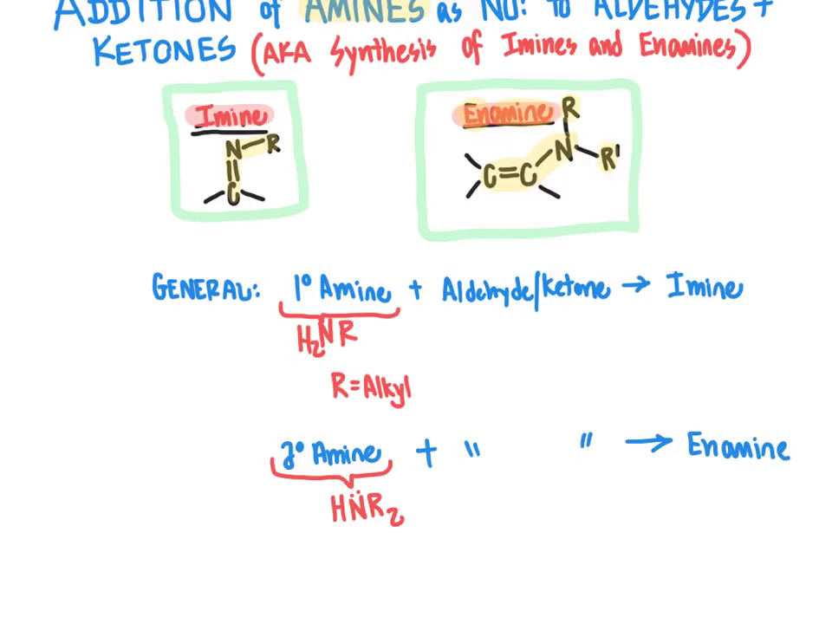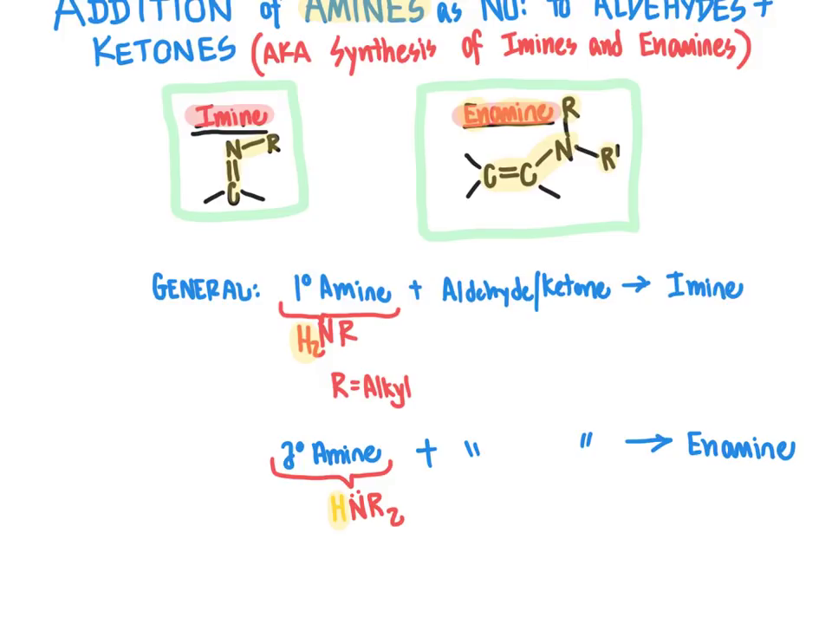So the main difference that drives the formation of an imine versus an enamine is going to be the presence or absence of hydrogen atoms bonded to our nitrogen. We're going to see that we have some loss of those going on as we walk through the mechanism, and that's going to drive whether we're able to form an imine or an enamine product. So primary amines always give imine products, secondary amines always give enamine products.